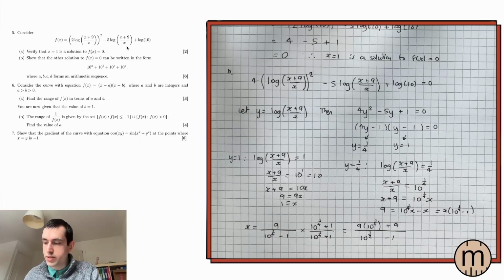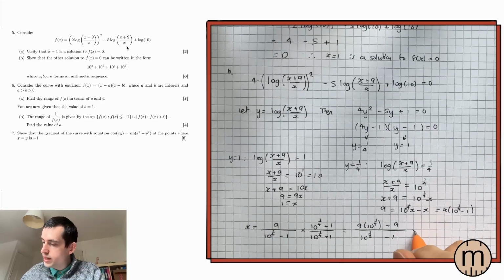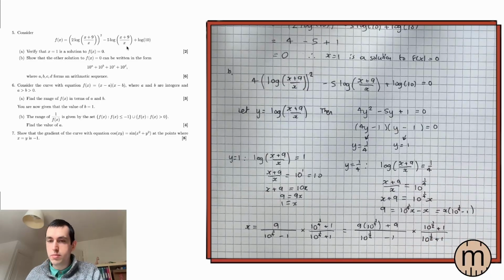It's still not in the form that's given, so what can we do? We can times by 10 to the power of a half plus 1 over 10 to the power of a half plus 1. Again, in the denominator, this is a difference of two squares, so it's going to be basically square root 10 times square root 10, which is 10, and then minus 1. In the numerator, I'm actually going to leave it like this for now because I noticed it will cancel out.